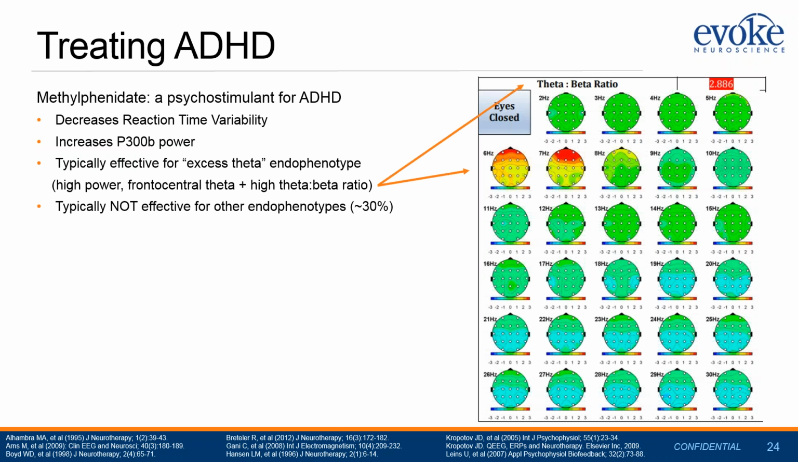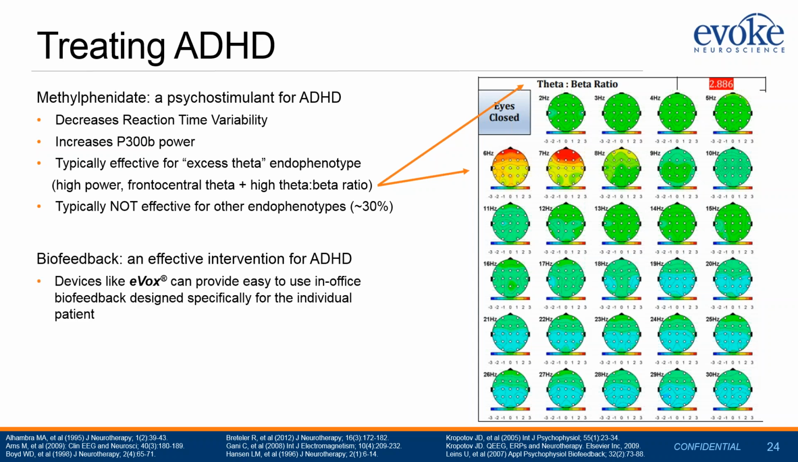Now, in contrast, it's not effective for other endophenotypes, and that's about 30% of our ADHD population. So we want to keep an eye out for this opportunity for a differential diagnosis of what type of ADHD this patient has according to their objective brain biomarkers. So biofeedback is an effective intervention for ADHD, and especially for the beta subtype of ADHD that doesn't respond well to stimulants. And devices like eVox can provide easy to use biofeedback designed specifically for the individual patient.